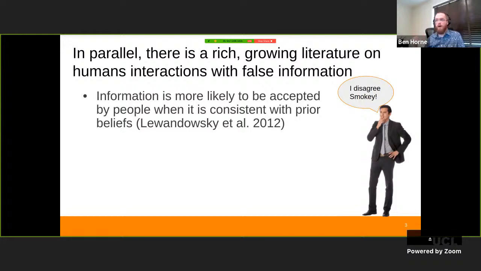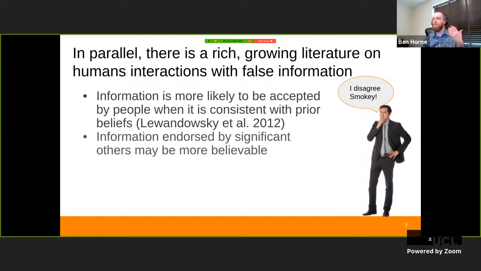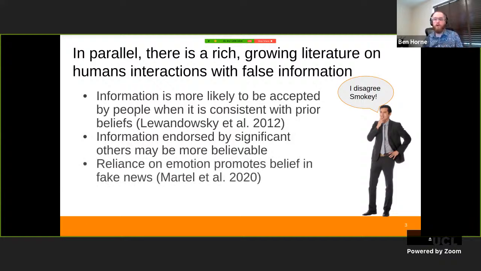So for example, we know that information is more likely to be accepted when it's consistent with prior beliefs. This is classically known as confirmation bias. We know that information endorsed by significant others or shared by your friends on a social network is often more believable. We know that we often rely on emotions when assessing fake news, et cetera, et cetera. Right? So there's all sorts of cognitive and social heuristics that come into play.